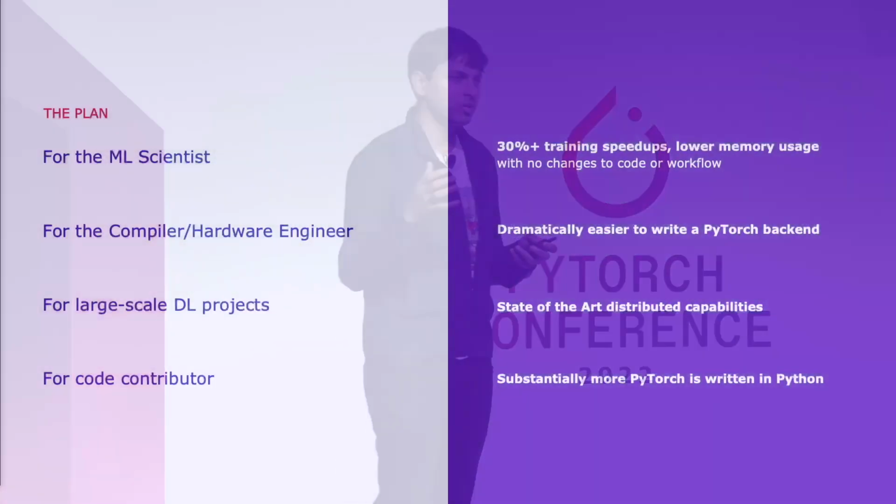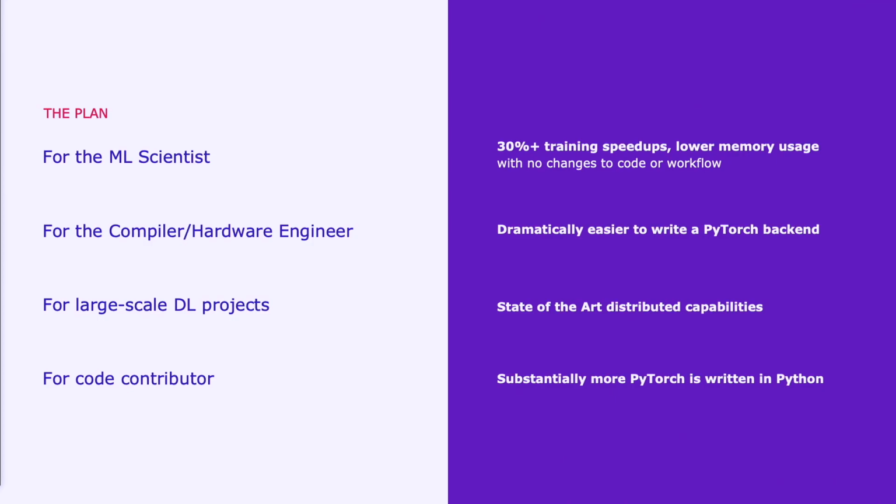So we set ourselves a plan: how do we get to 30% faster PyTorch with no change to your model, unlike TorchScript and stuff? How do you make it easier to write PyTorch backends? Right now, PyTorch has 2,000 plus operators. How do you get to state-of-the-art distributed? We are doing a pretty good job, but distributed is one of the most growing areas in AI. How do you scale up to larger models? And lastly, how do you bring PyTorch, or most parts of PyTorch, back into Python?